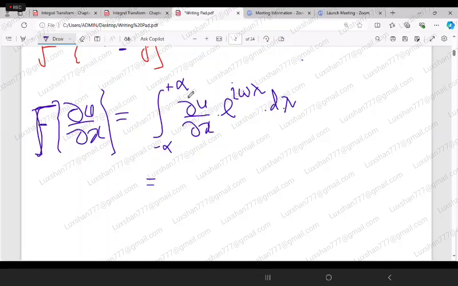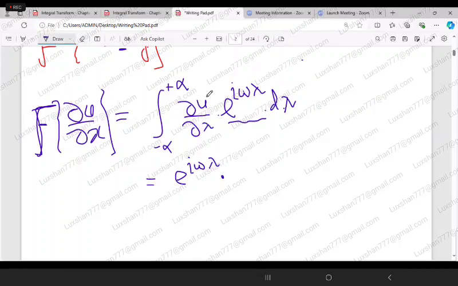So using the integration by parts method, keep the first function as it is. I'm taking this as my first function and this as my second function. So first function into integration of the second function, that means e to the power iωλ into the integration of this one. Here we have to take the integration with respect to lambda.